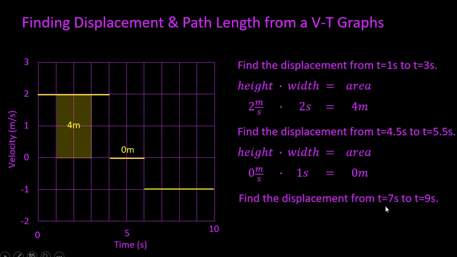Suppose we were asked to find the displacement from 7 seconds to 9 seconds. That would be this section of the velocity line, the height times width of this area.